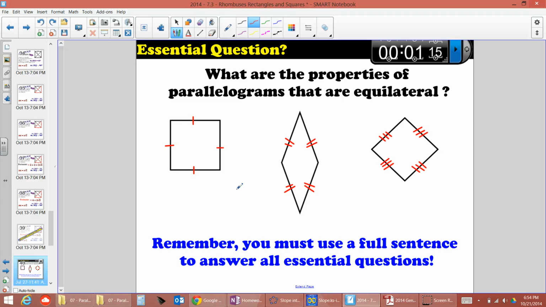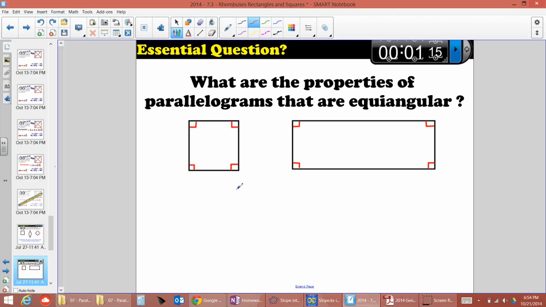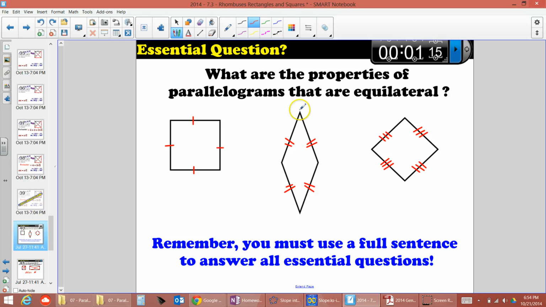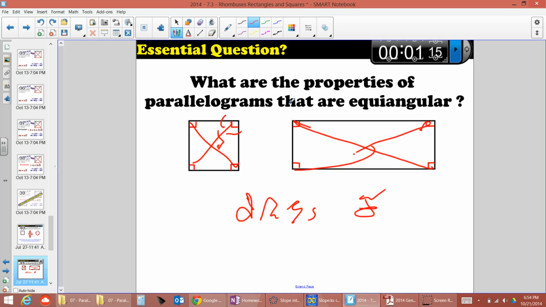If we go on to the next essential question, it says, what are properties of parallelograms that are equiangular? Now, equiangular guarantees us that it's at least a rectangle. And rectangles, we know that their diagonals are congruent. So we might say diagonals are congruent. Now, if it's a square, we've got all that extra information. So we could also say that the diagonals are congruent, they're perpendicular, they bisect. But that's if it's both. If it's just equilateral, then it's a rhombus. We know a rhombus has 90 degrees and bisects angles. Now, if it's equiangular, it's at least a rectangle. We know the diagonals are congruent. All right, so there you go.